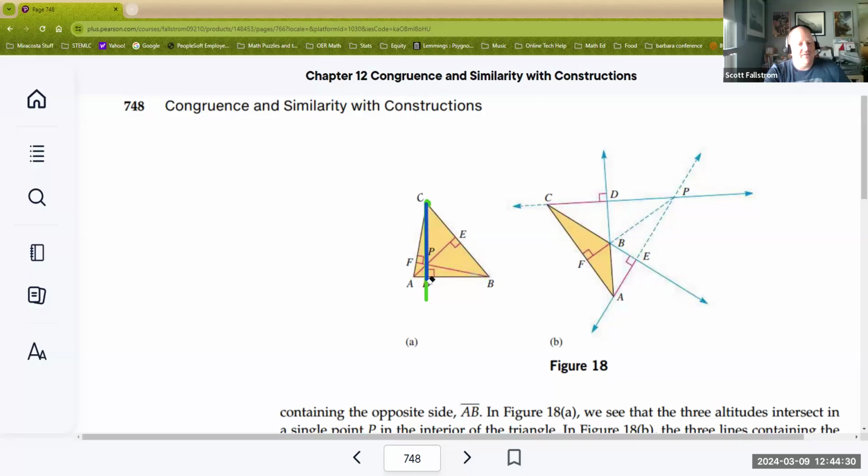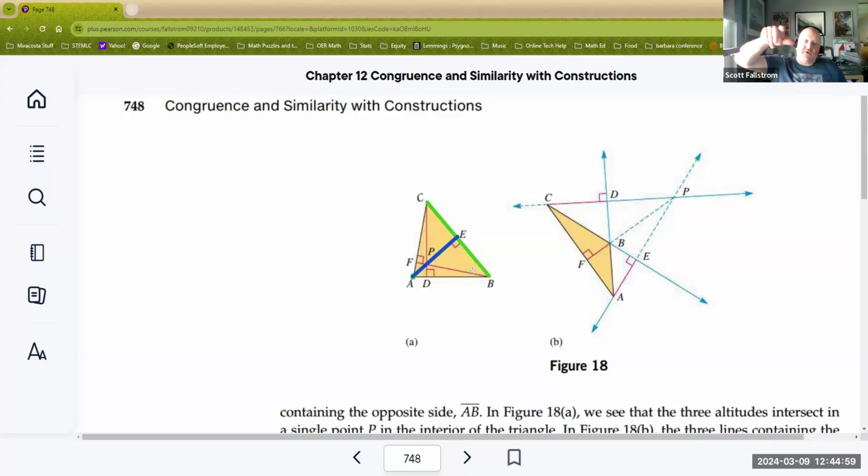Now, you don't have to use the same side every time. You can pick a different side. So watch this. If I pick CB as my side, then I need to pick the point that's not on the side. And again, I need to draw a perpendicular from that point to the opposite side. So it goes like this.